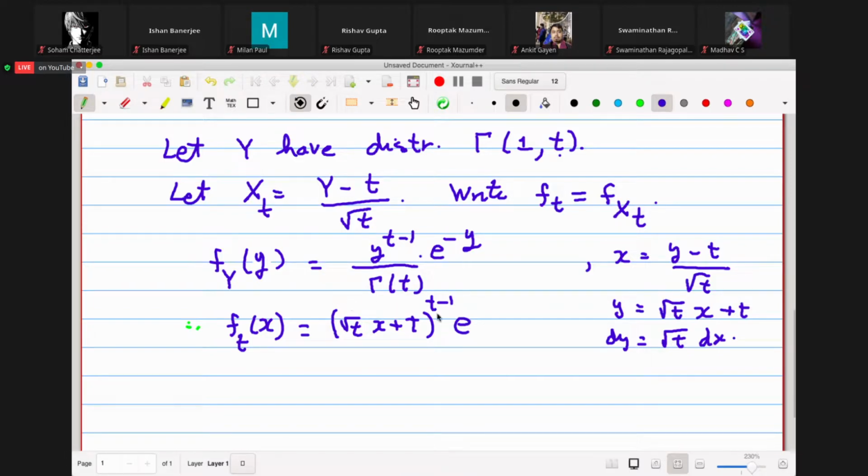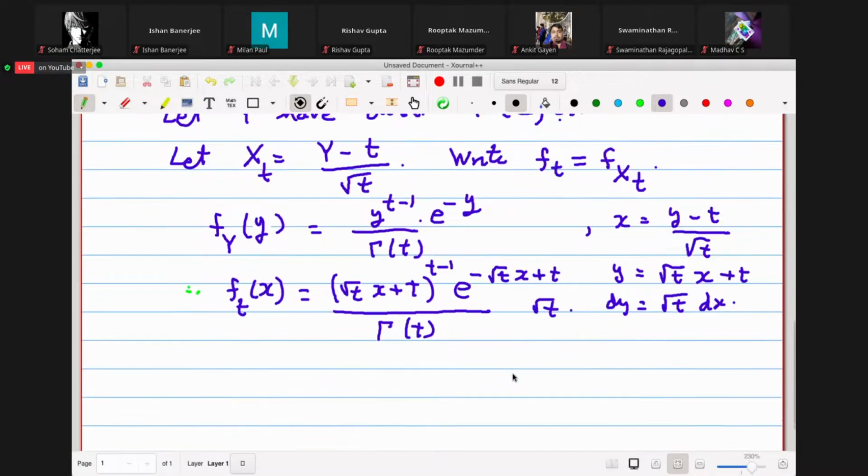So e power minus, in the place of y you write again the same thing, root of t x plus t, and then there is a square, so divided by gamma of t, and then coming from this dy is equal to square root of t dx, dropping the dx, we have square root of t. Okay, so we have this much.